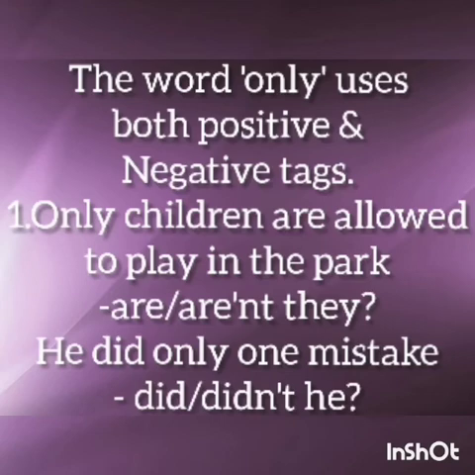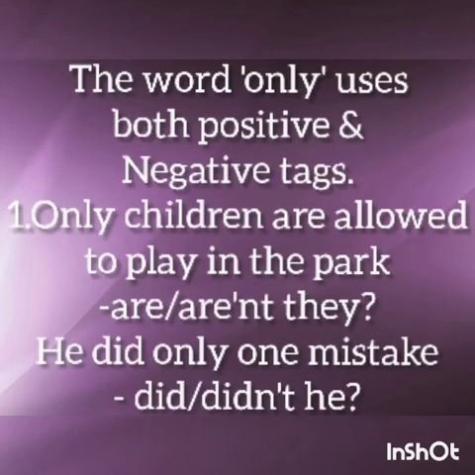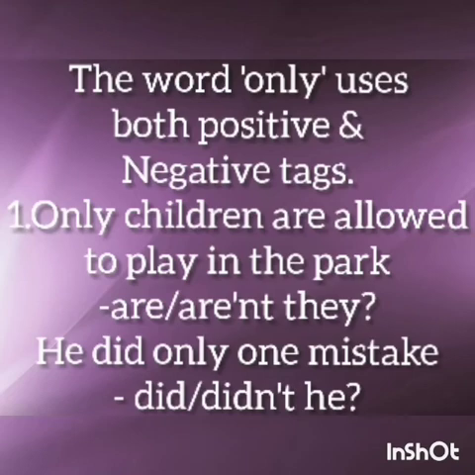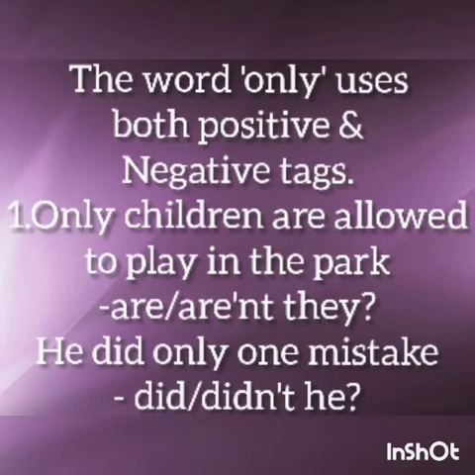So if the question is positive, the answer is negative. If you are writing aren't they, it is correct, and are they is also correct. Next example, he did only one mistake. So didn't he is also correct, did he is also correct. So the word only takes both positive and negative tags, and both answers are considered to be correct.